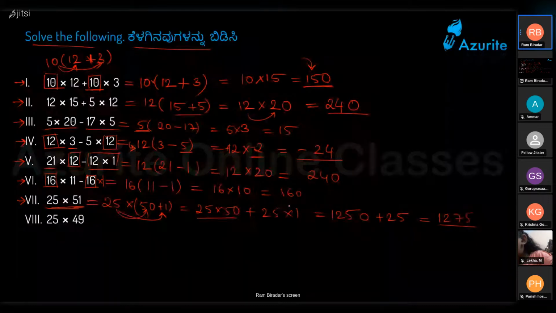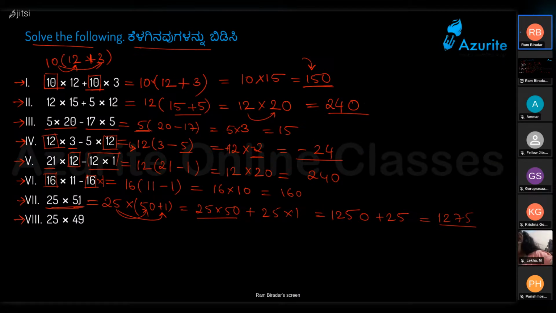Next, roll number 11. Yes, sir. Mithil, now do this. Here 51 was there, so we wrote 51 plus 1. Next, here it is 49. So what should we write here? Sir, 25 into bracket.